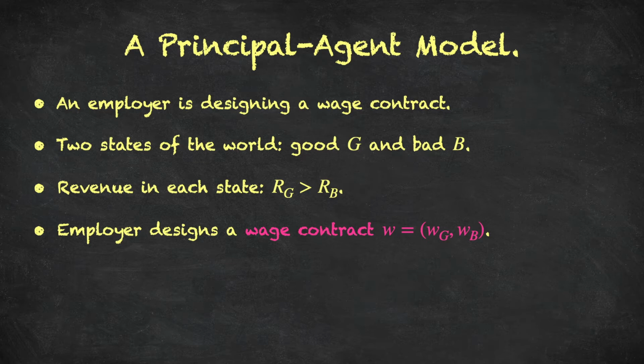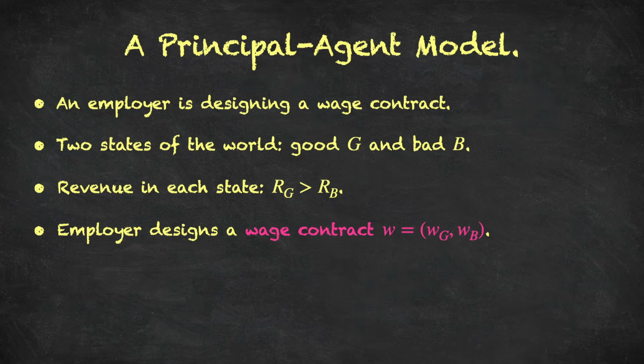The employer will be able to observe the level of revenue. So there are two levels of revenue, one in each state, revenue RG and revenue RB, the good revenue and the bad revenue, and RG is strictly greater than RB. So you can think of perhaps an employer running a shop who's going to go away for the day, and when he comes back, he can observe the amount of money in the till at the end of the day. While the employer is away, he's going to leave an employee in charge, and he's going to pay this employee according to the level of revenue that he observes.